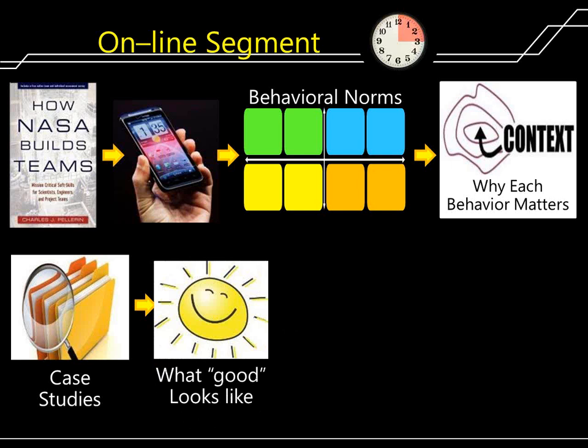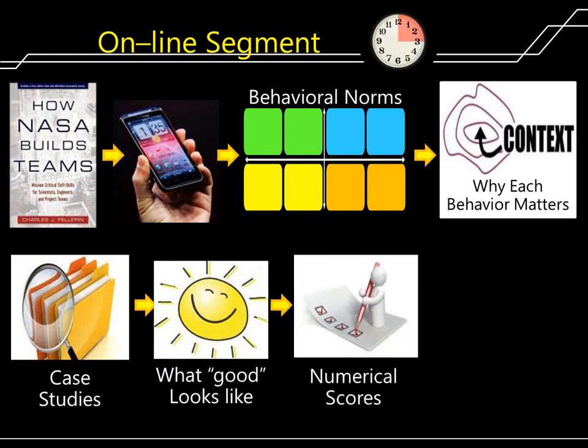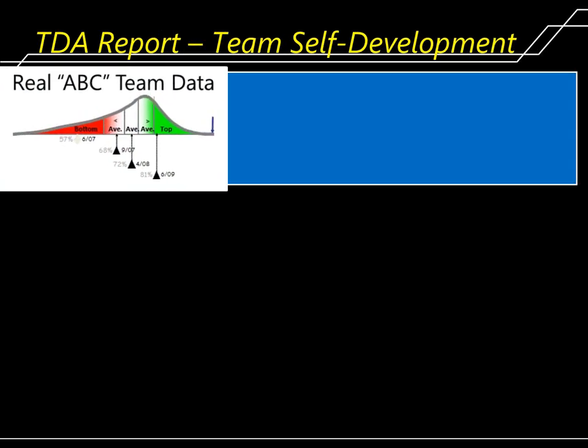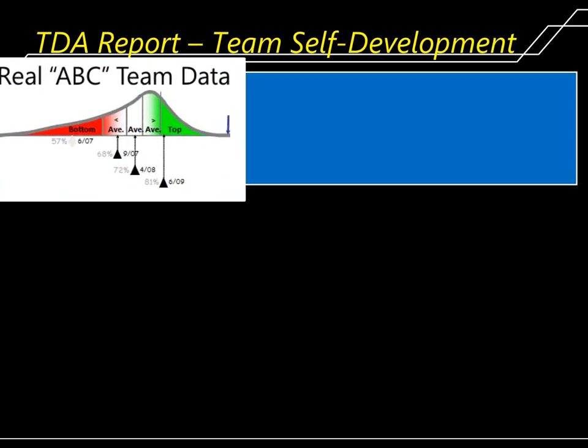But I get now there's another really big piece of this. It shows you what good looks like. You see what meeting good behavior looks like. Click on a radio button that assigns a score, and you can explain the rationale for your choices. We compile this into a report. And by the way, I'm just showing you a few of what the report products look like.